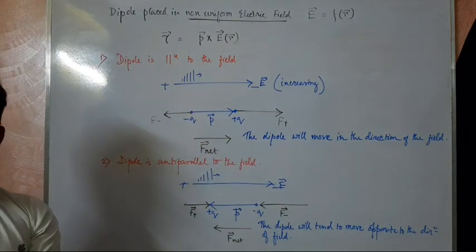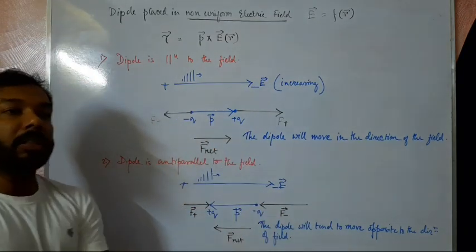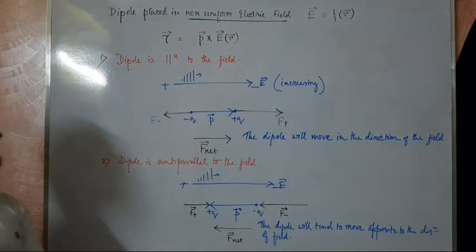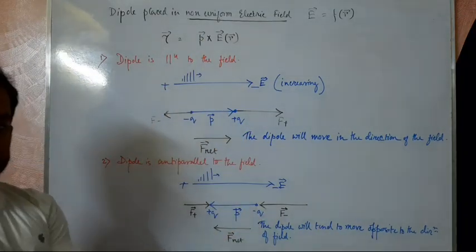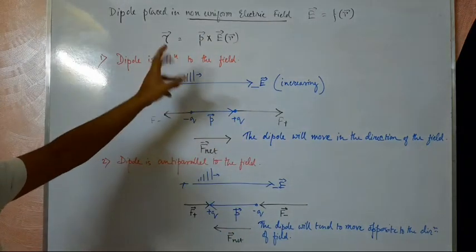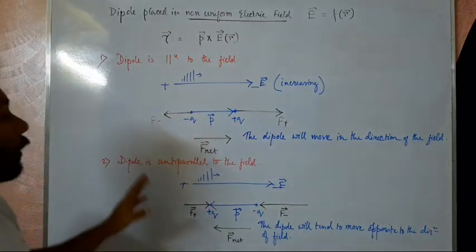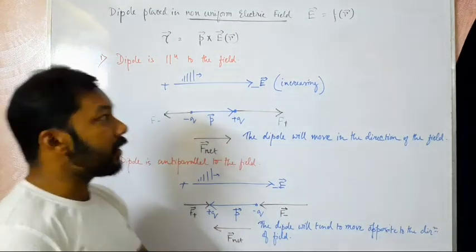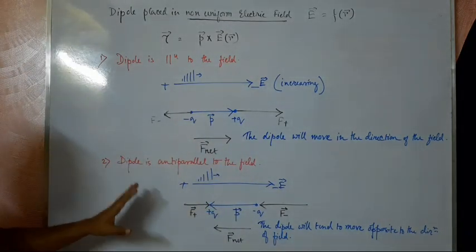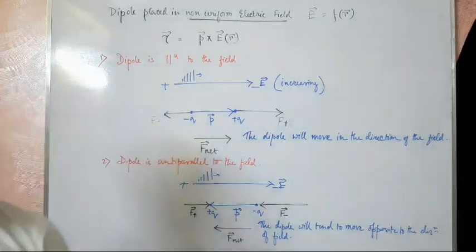field. So in a non-uniform field, if any dipole is placed, it will simultaneously experience a torque and a net force. Due to torque, it will tend to rotate, and due to net force, it will tend to move in the direction of the dipole moment. So this is all about when the dipole is placed inside a non-uniform electric field. Now moving to the next part of our video.